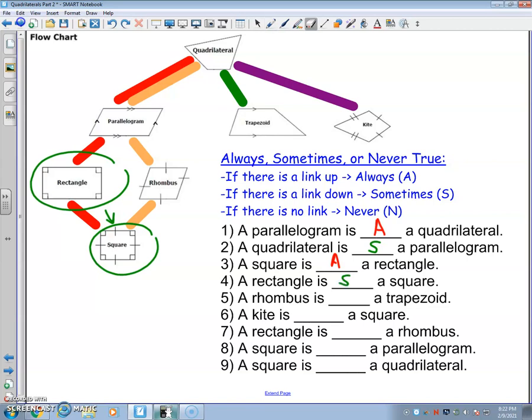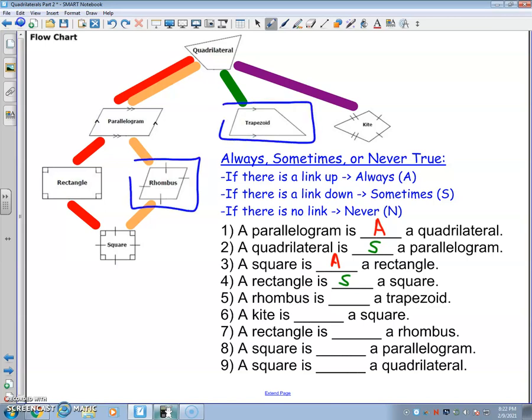Right, and then here's a weird one. It says a rhombus is blank a trapezoid. Where's a rhombus? Here's a rhombus, and here's a trapezoid. There is no path there. So the rhombus is on this branch, what's called the orange branch, and the trapezoid is on the green branch. Those are different branches. So they don't ever connect, so that's never. All right, so that's never true.